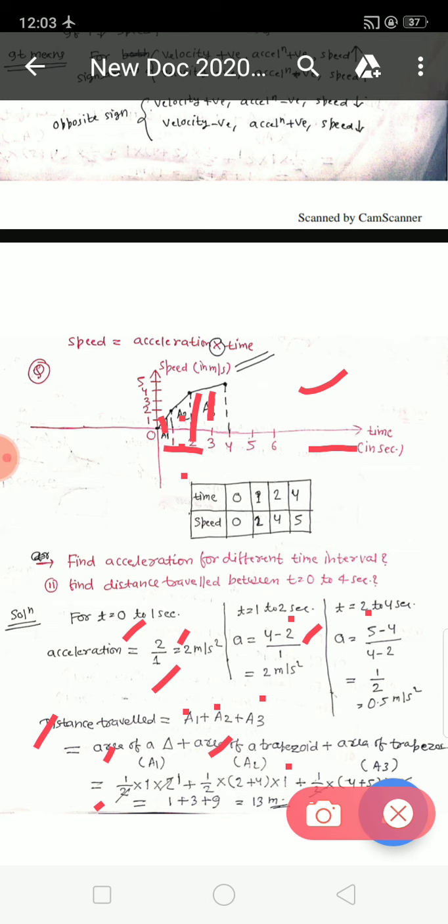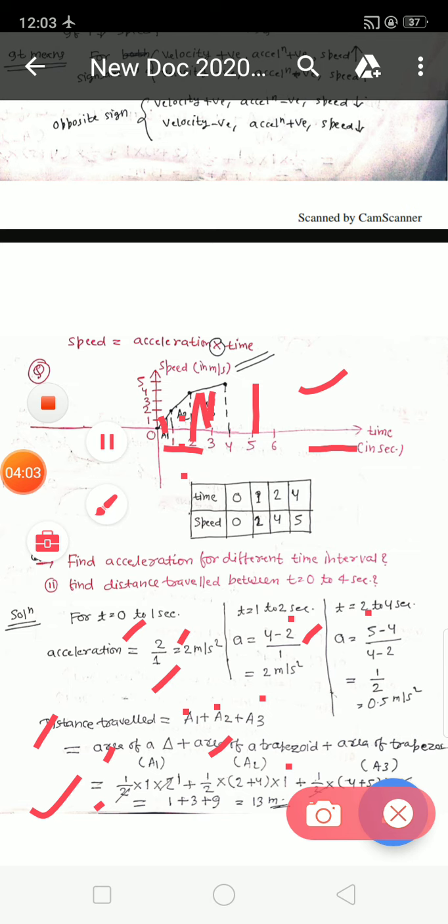Again a3 is the same: 1 by 2 into the sum of parallel sides into the distance between them. One parallel side is 4, the other parallel side is 5. So 4 plus 5, 1 by 2 into the sum of parallel sides into the distance between them. That distance is the time interval 2 to 4 second, that is 2. From there you can find the distance traveled. Now we need to add the areas a1 plus a2 plus a3.